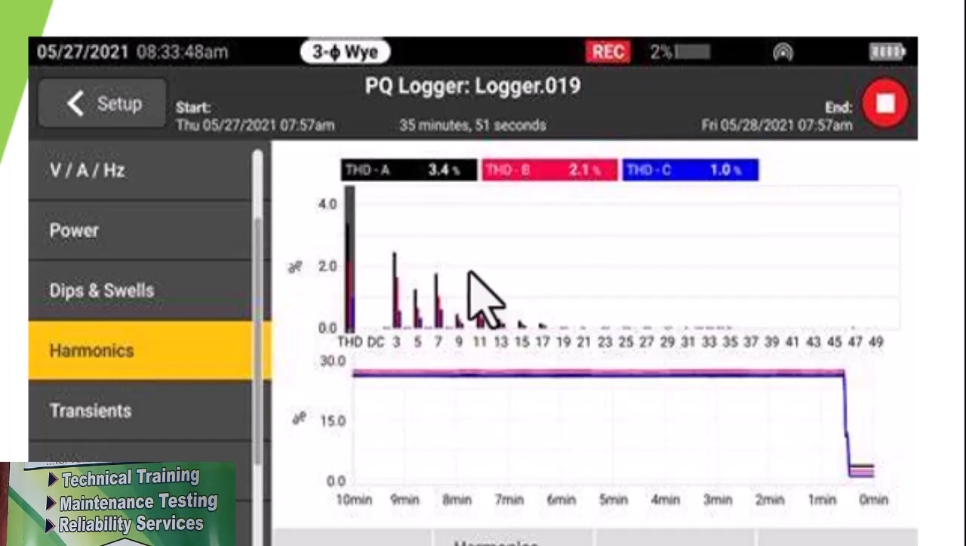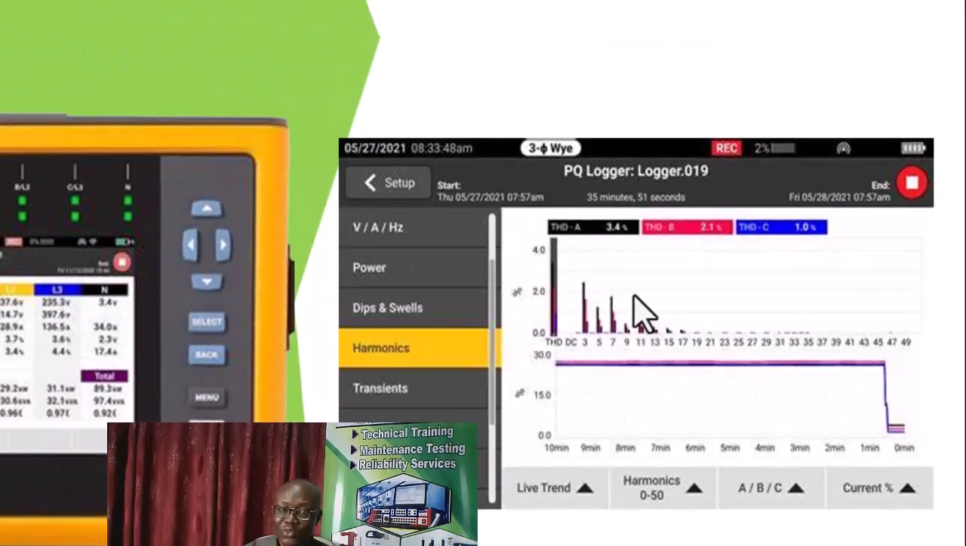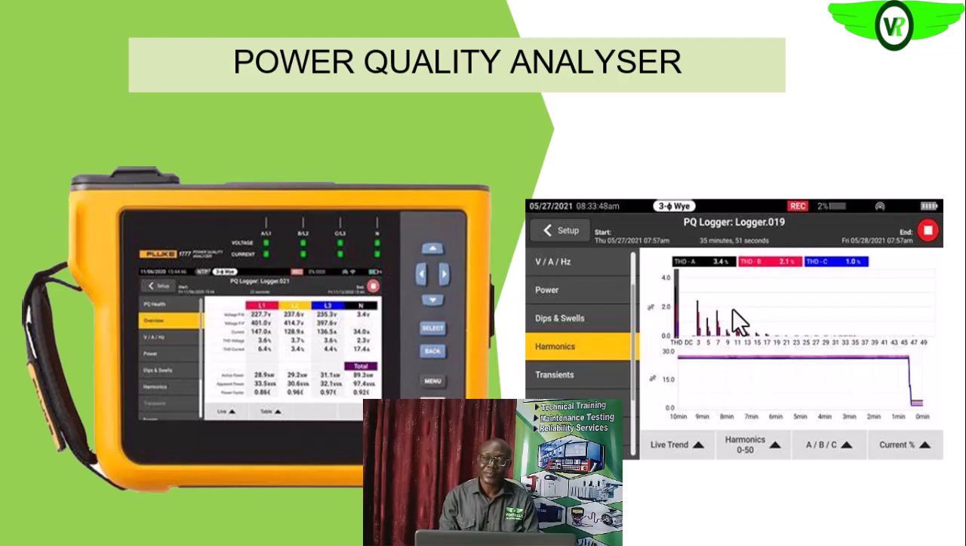If you are looking at the input from your utility, it is recommended that the total harmonic distortion should not be more than 8% at the point of input. If it is more than 8%, of course, you inform your utility to do whatever they need to do to reduce the harmonic distortion.